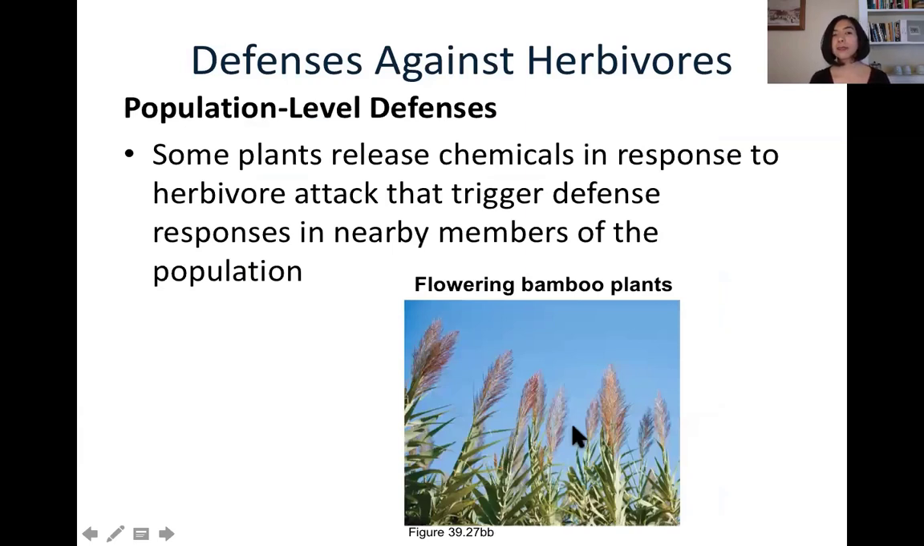Another type of defense is population level defense. This is even cooler because now we're talking about plants warning other plants about the attack. In this case, one plant can release some chemicals, and that can be volatile compounds that get into the air, and another plant receives that, and it's receiving the warning, and now it's activating the immune system to combat the potential future attack of a given pathogen. So that's a population level defense. And one example that has been documented is in the bamboo plants.